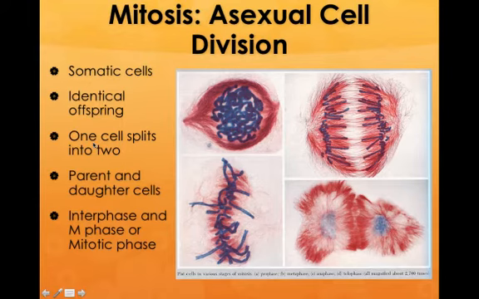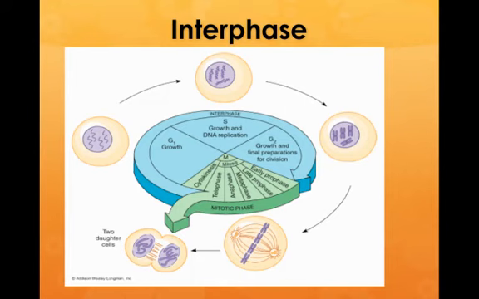So one cell splits into two. We have a parent cell, which gives rise to two daughter cells. The process includes interphase and M phase, or the mitotic phase. Okay?